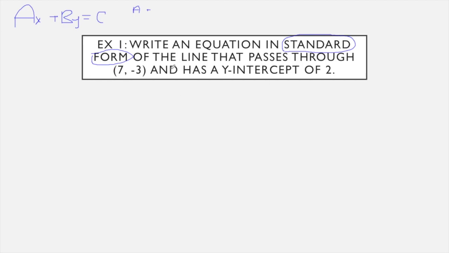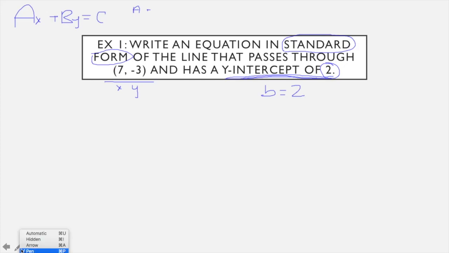So standard form for a line that passes through this given point, that's an x and a y, and it has a y-intercept or a y cross. It crosses the y-axis at the value of 2. So given all of that information, let's try to write our equation. So let's think about, what do we know here? Well, our y-intercept is 2. That is our b value. B is 2.